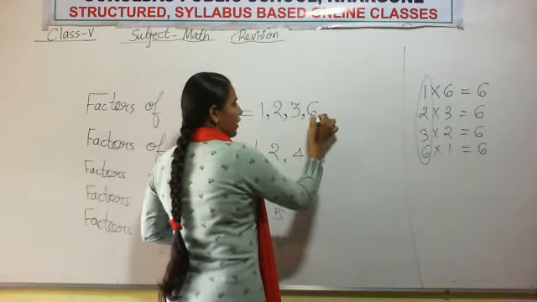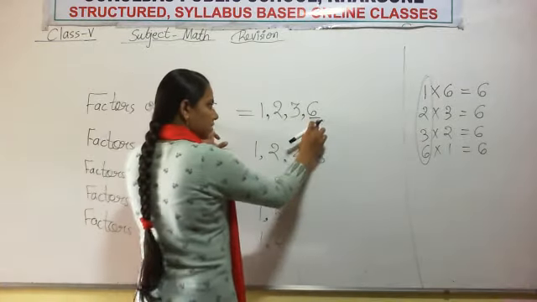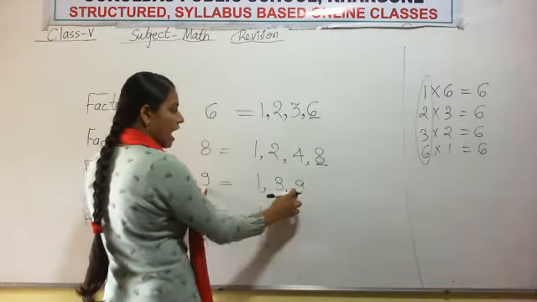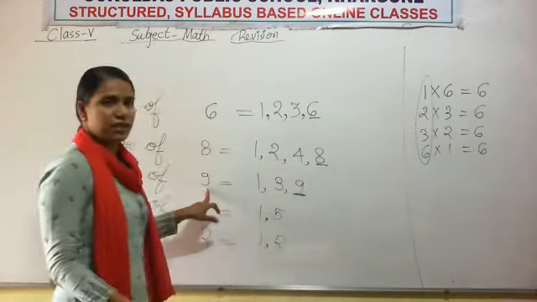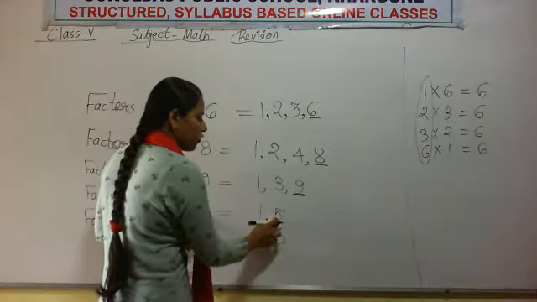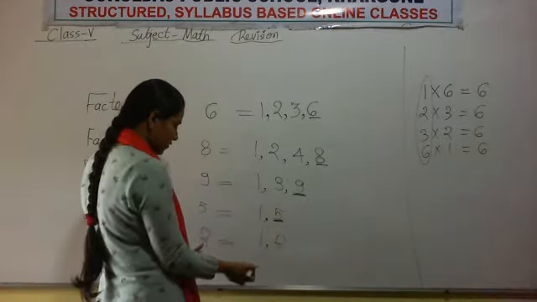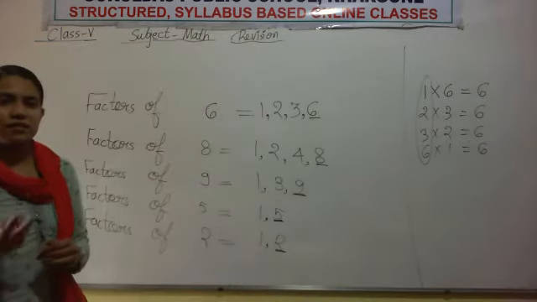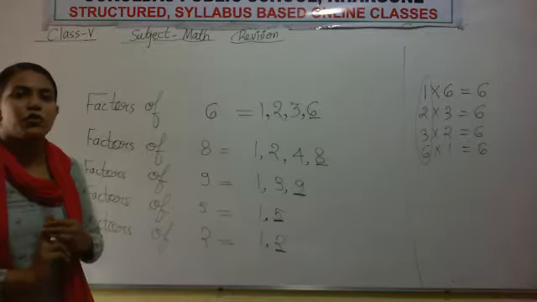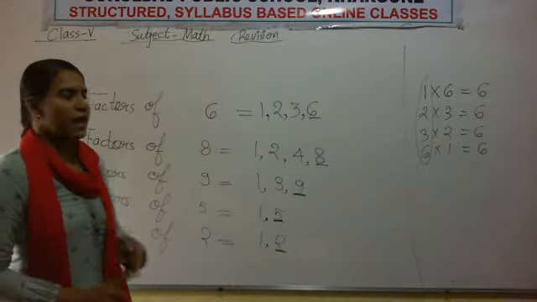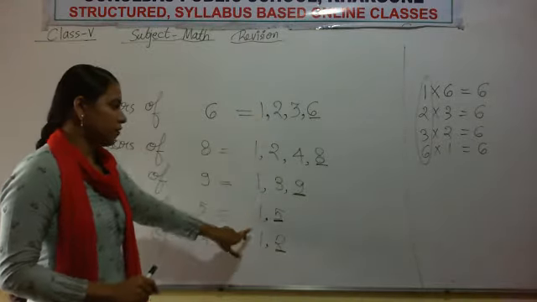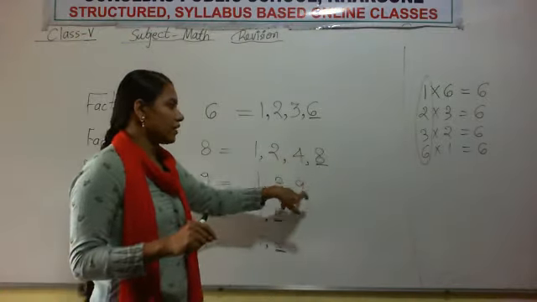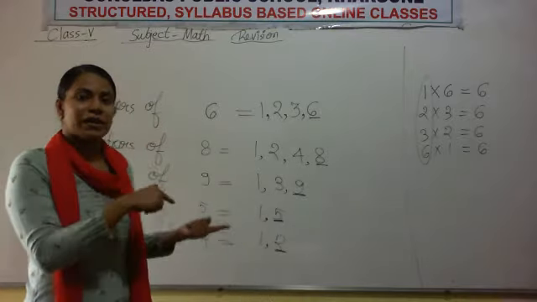Now check the last factor of 6, it is 6 itself. Check the last factor of 8, it is 8 itself. The last factor of 9 is 9 itself, of 5 is 5 itself, of 2 is 2 itself. It means this is the second property you need to know. The first property was that the first factor of any number is always 1, and the last factor of any number is that number itself.